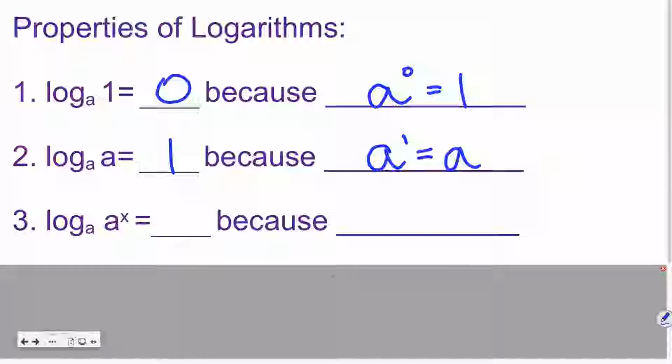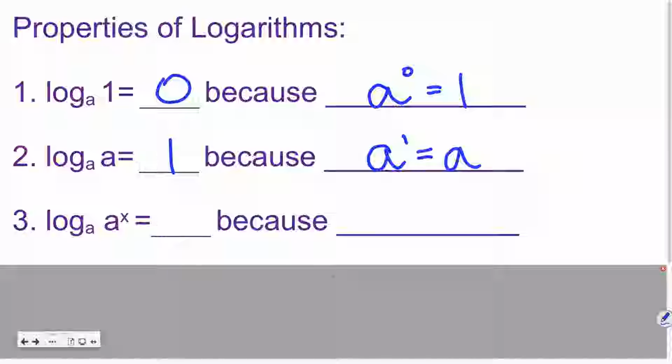Number 3, log base a of a to the x equals what and why? Write it down. Brainstorm with your pod. Make sure you have a reason to back it up.